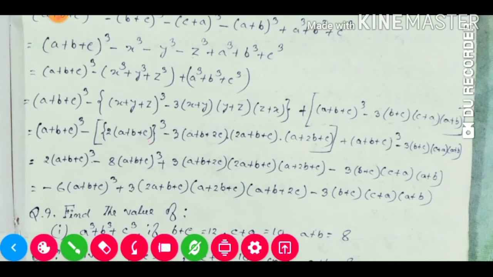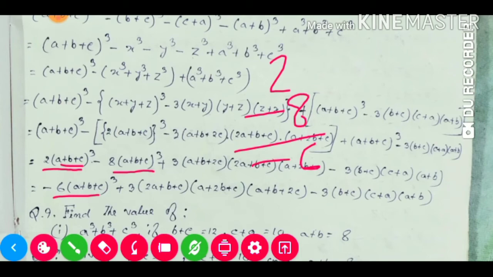And here, minus minus will be plus, into 2, this portion, this portion, this portion, same to same. And this one we already added, so only this remains: minus 3ABC, this one 3 B plus C, C plus A and A plus B. Now these two are like terms, because see here 2 A plus B plus C whole cube, here also A plus B plus C whole cube. So 2 minus 8 will be minus 6. So into A plus B plus C whole cube, and the remaining portion will remain same to same. So here it is finished.